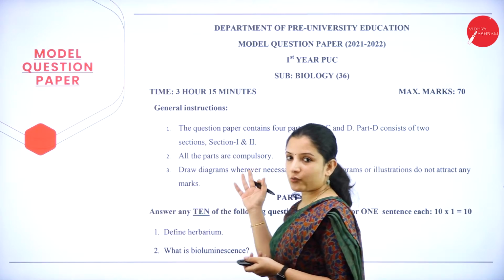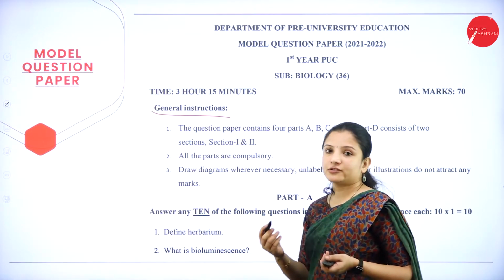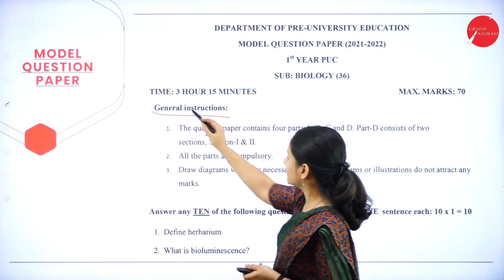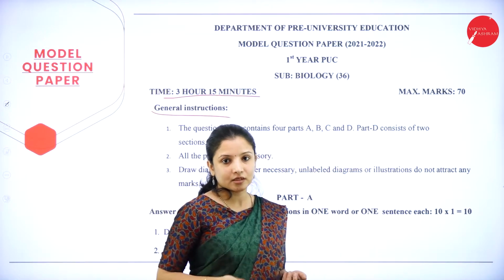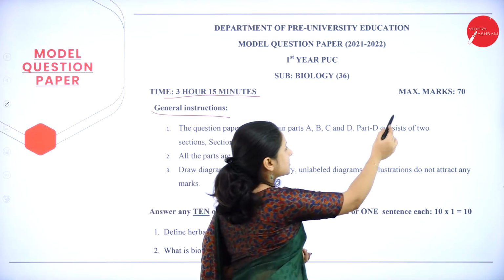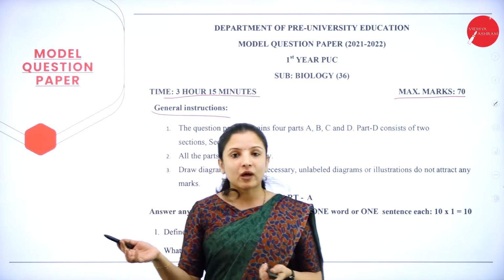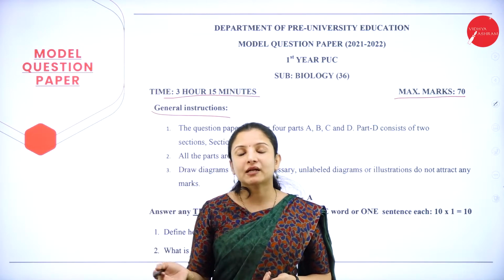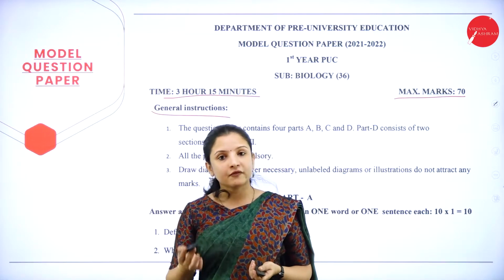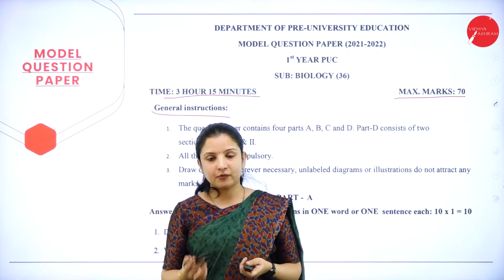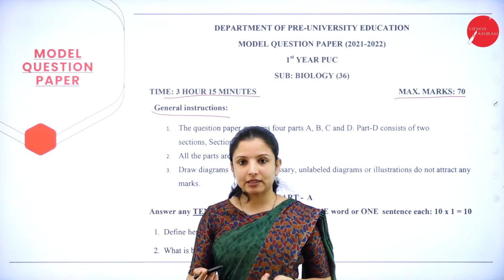So first, the model question paper will consist of a set of general instructions. As you all know, the time given to you is about 3 hours 15 minutes. Within that period of time, you need to finish answering all the questions and the maximum marks is 70. So where is the rest 30 marks? The rest 30 marks is the one that you have got in your practicals, because your practicals would have been conducted for 30 marks. So 70 plus 30, the whole first PUC, your marks for biology is 100, wherein 70 is for theory and 30 is for the practicals.